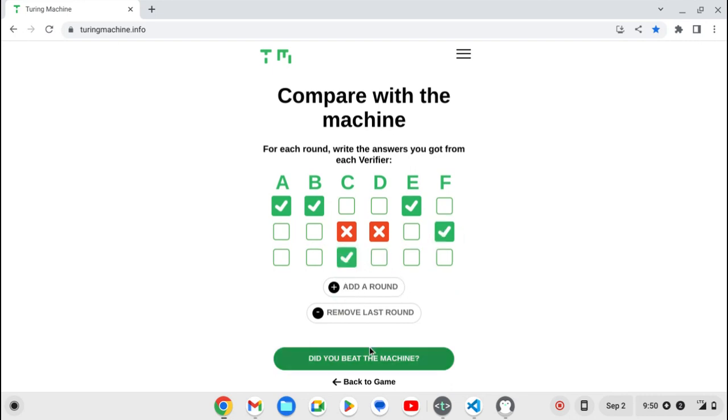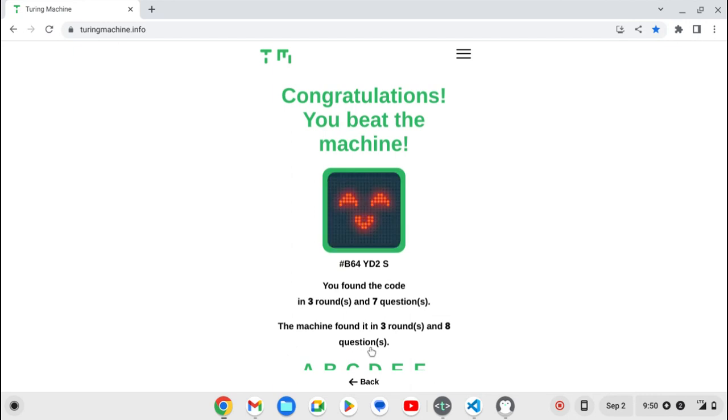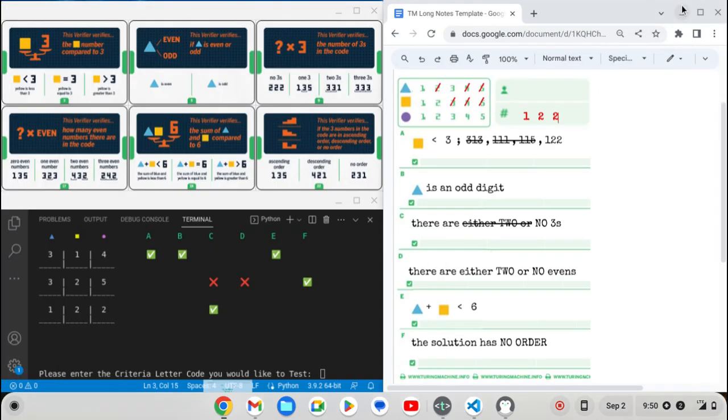So how do we do? Okay, fantastic. So we did beat it by 1 question. It took the Turing machine 8 questions in 3 rounds, and we did it in 7 questions in 3 rounds. So yeah, definitely a very good puzzle.